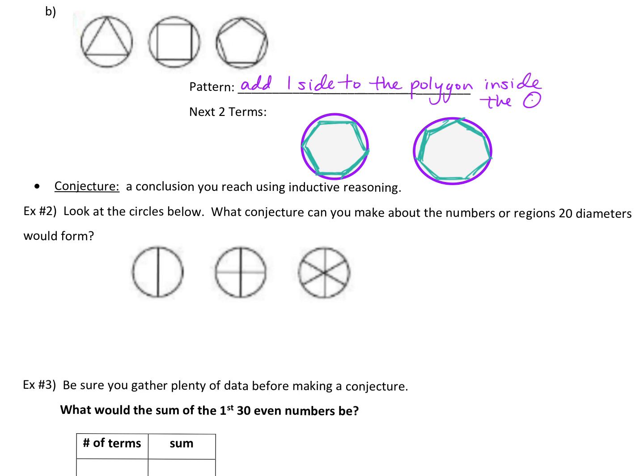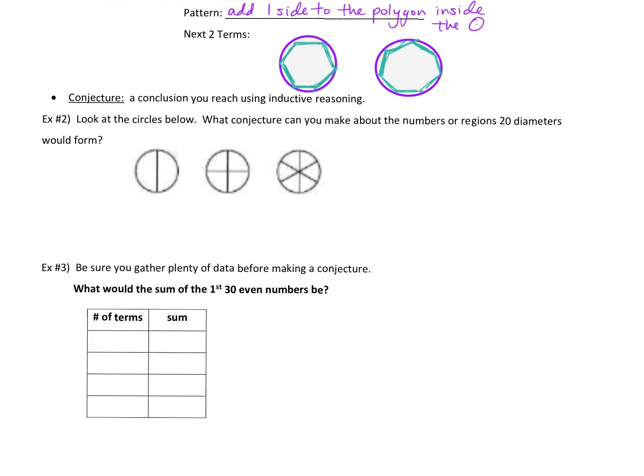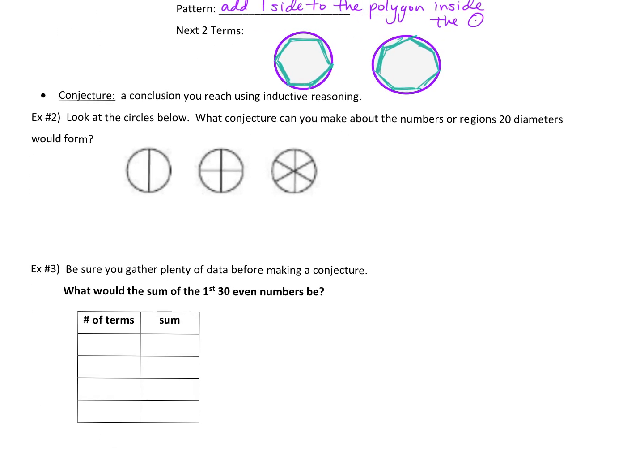So look at these circles, okay? What conjecture could you make about the number of regions that 20 diameters would form? So if you look at your first one, how many diameters in this first circle? There's 1 diameter. How many regions are there? 2, right? So for 1 diameter, there's 2 regions. How many diameters in the second circle? 2 diameters. And how many regions did you get? 4. So for 2 diameters, there's 4 regions.